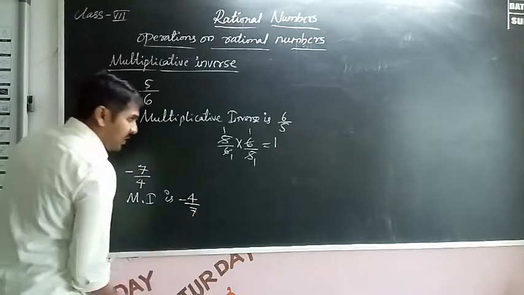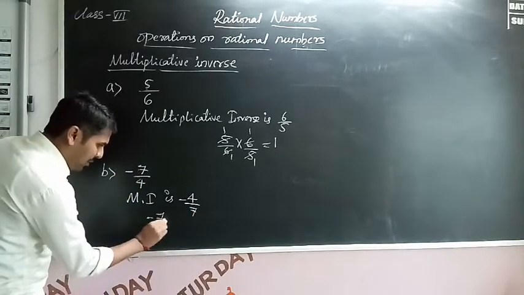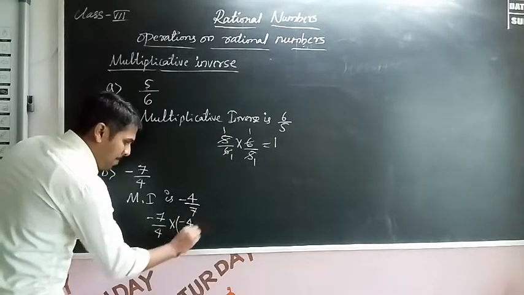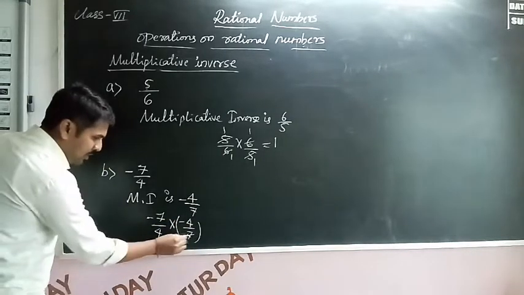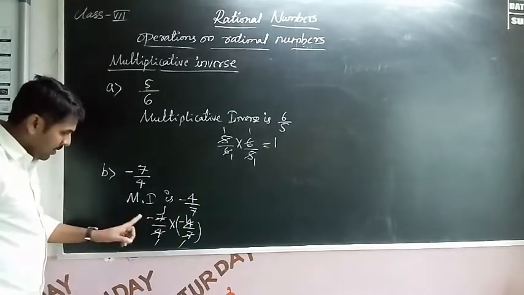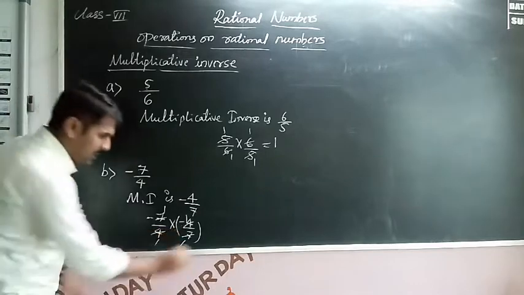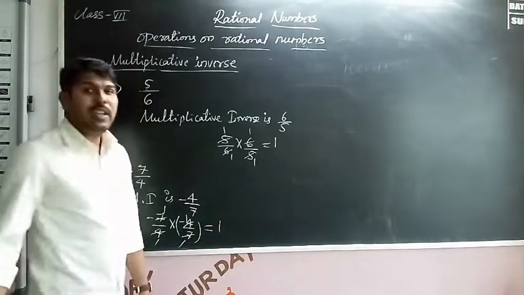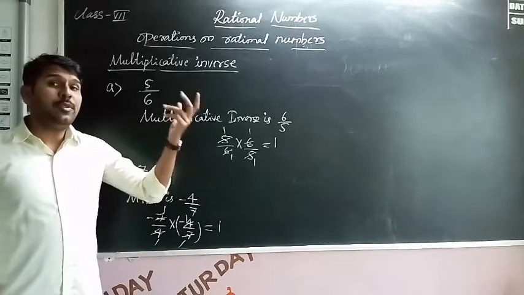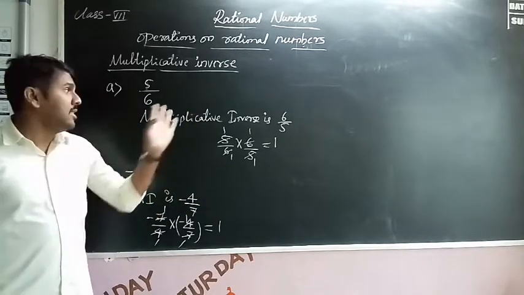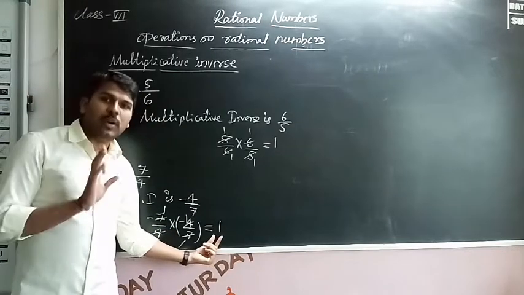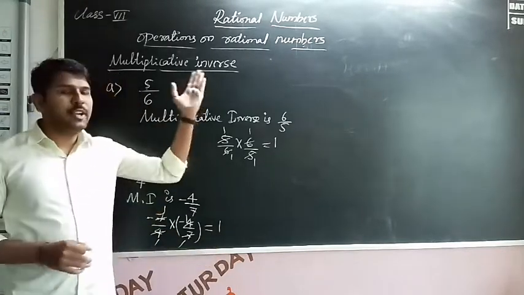So multiply, what will be the answer? Minus 7 by 4 into minus 4 by 7. So here cancellation is possible. 7 ones are 7, 4 ones are 4. Minus into minus is plus, isn't it? The answer will be 1. So this is the same as additive inverse. In additive inverse, you add the rational numbers. Here you multiply. Here the result must be plus 1. This is the multiplicative inverse.